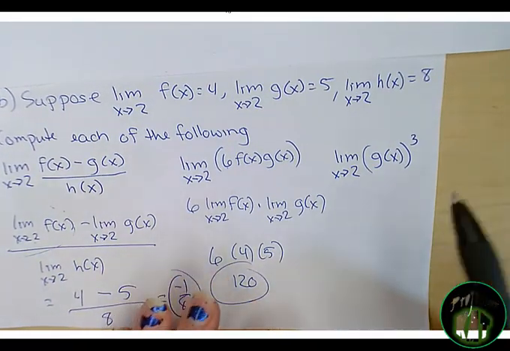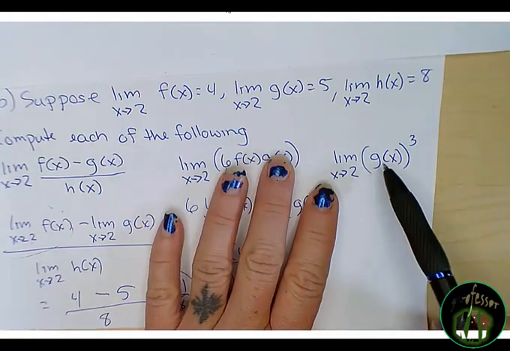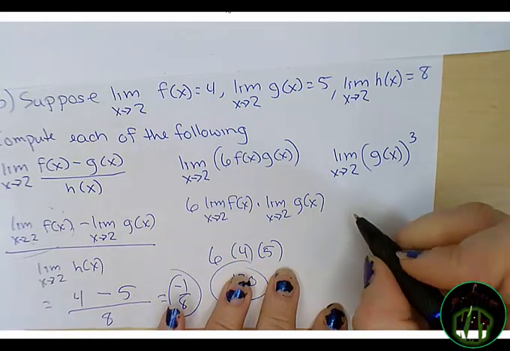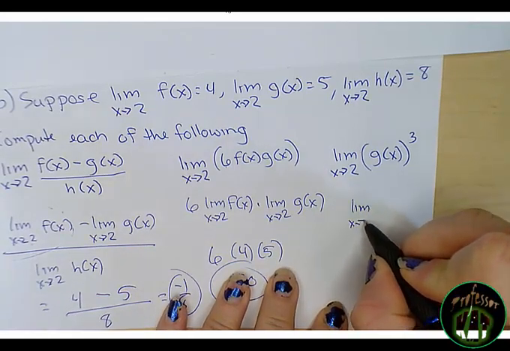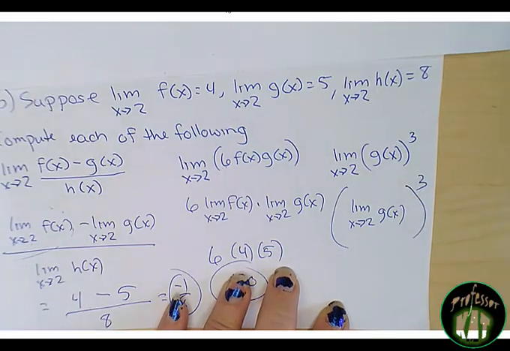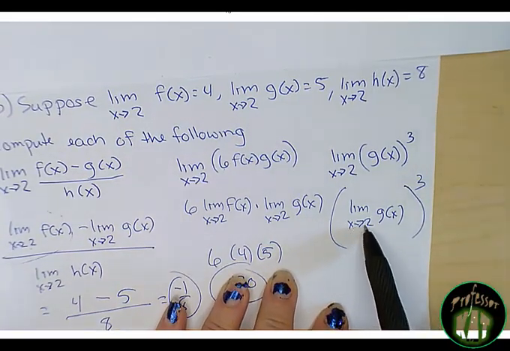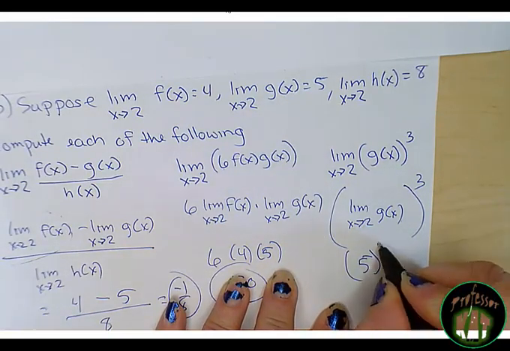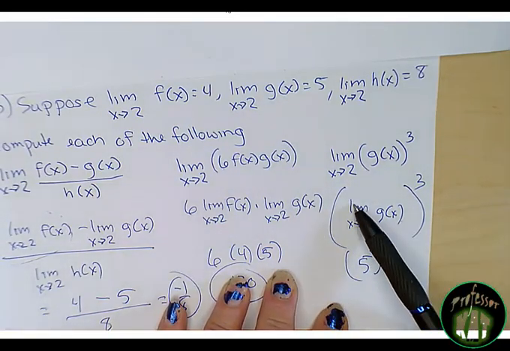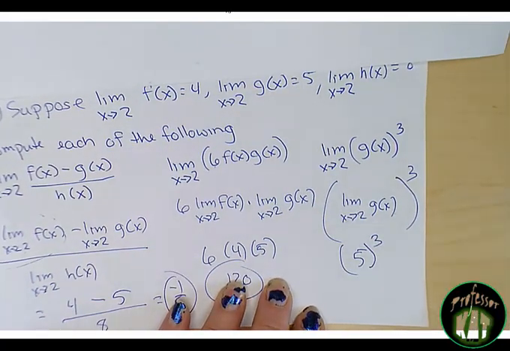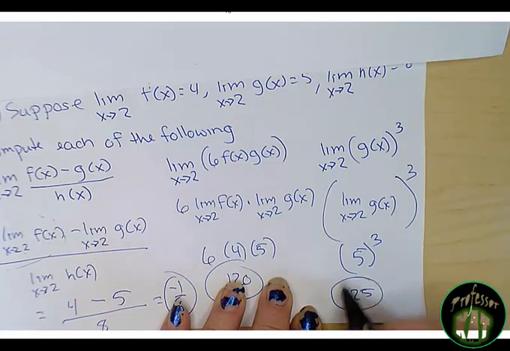Last example of this kind here. The limit as x approaches 2 of g of x to the third power just says that this is going to be the limit as x approaches 2 of g of x, raised to the third. Now, the limit as x approaches 2 of g of x, again, we do know that is 5. So this turns out to just be 5 cubed, and 5 cubed is equal to 125.